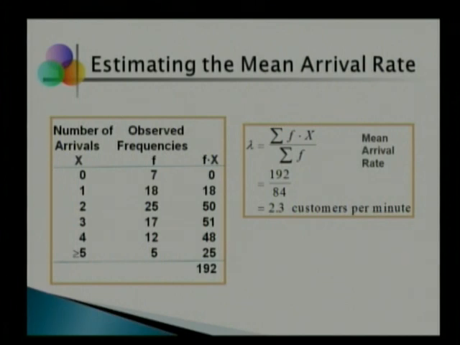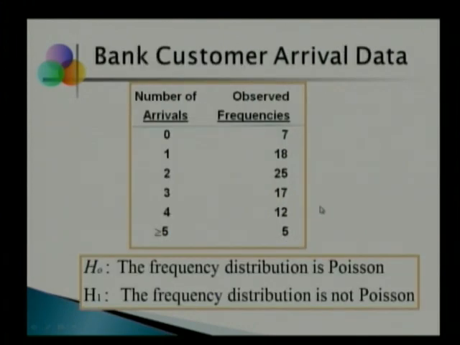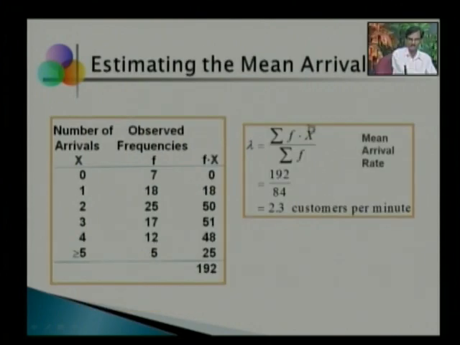Now we have the observed data. These are the values of x, these are the values of frequencies, and from this one can calculate f into x. Their total is 192. So the sample mean is summation fi xi upon summation fi. So it is 192 upon 84. So it is 2.3.